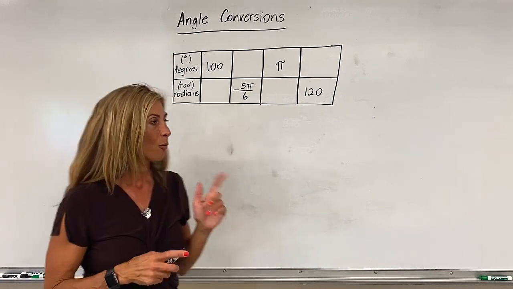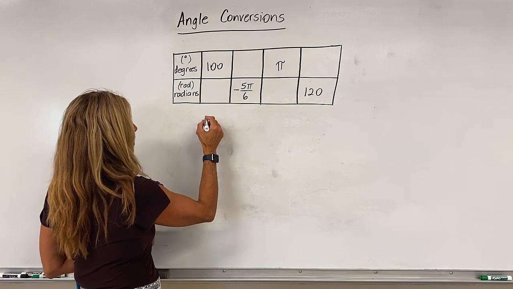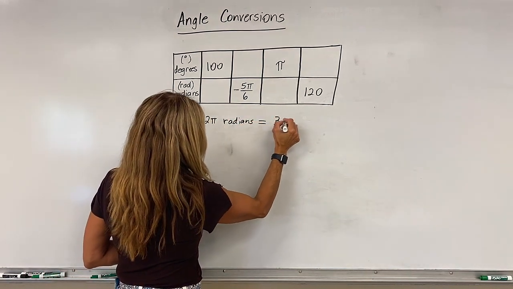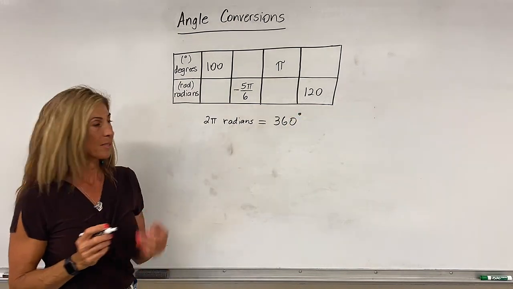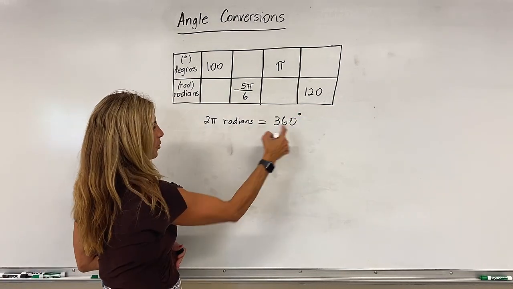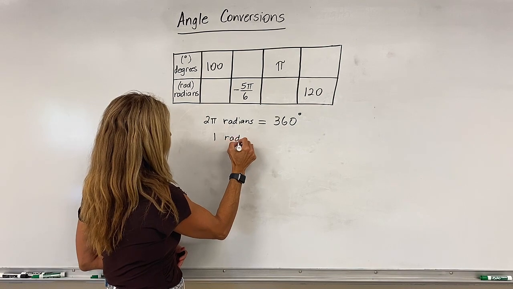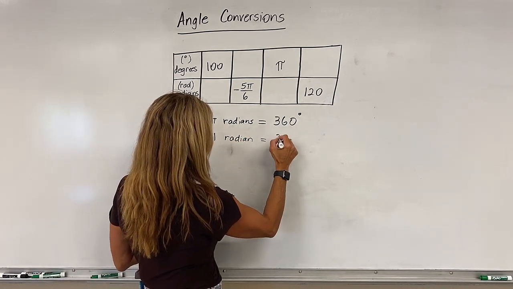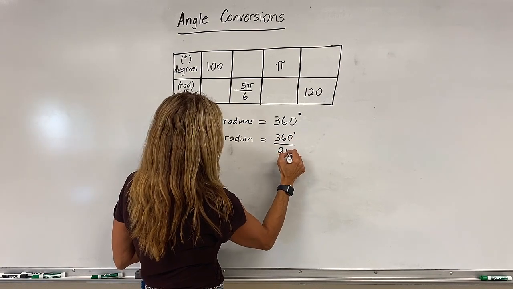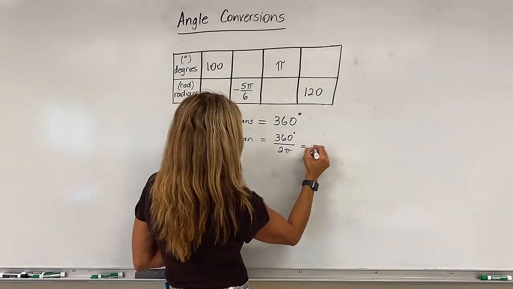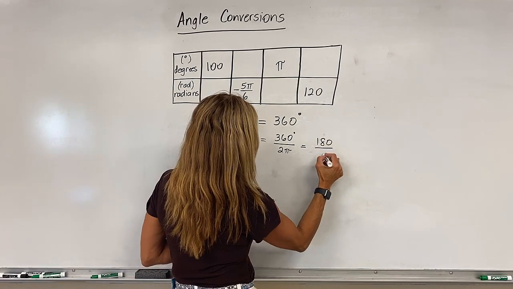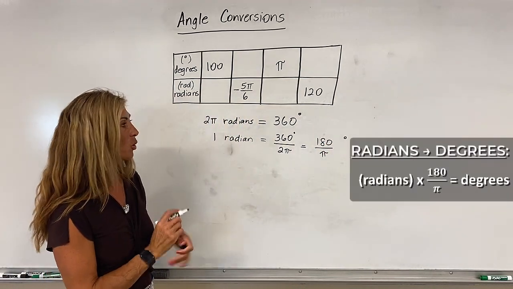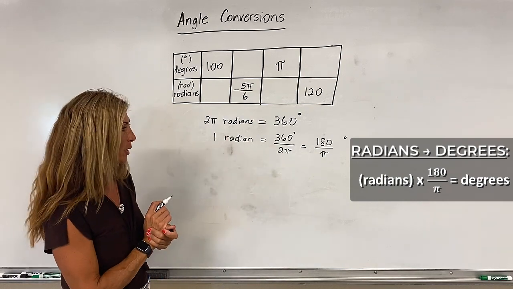Radians to degrees. Recall that we know 2 pi radians is equivalent to 360 degrees. So that tells us that if 2 pi radians is 360 degrees, 1 radian is, we divide this by 2 pi, 360 over 2 pi degrees, which simplifies to 180 over pi degrees. So here's our conversion if we want to go from radians to degrees.